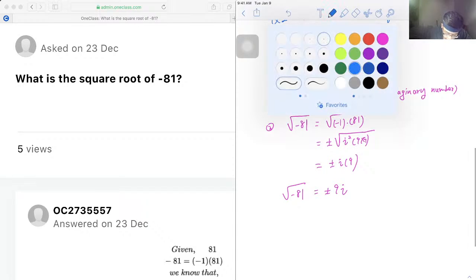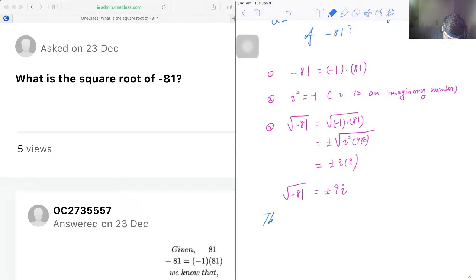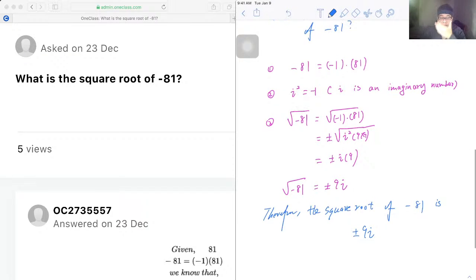Now we can write our conclusion. Therefore, the square root of -81 is positive and negative 9 times i. Okay? Yep, so that's what we have for this question.